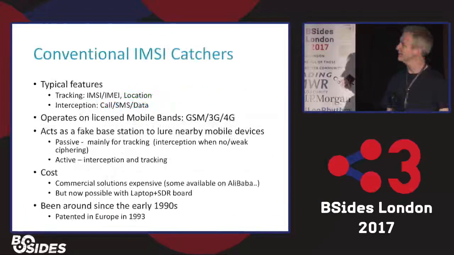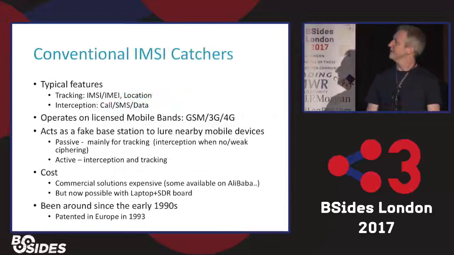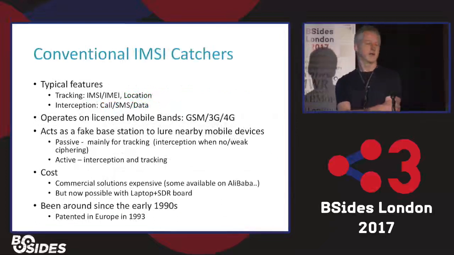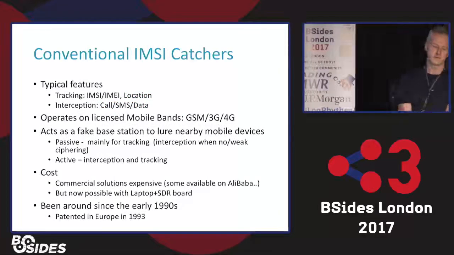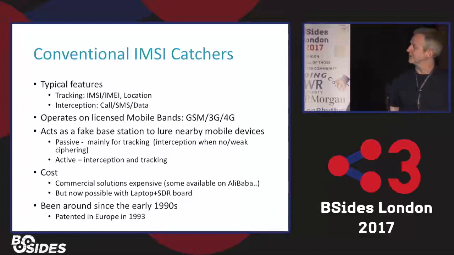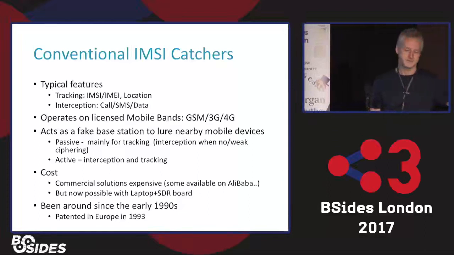So conventional IMSI catchers will track a device based on the IMSI and possibly also the IMEI, and they can determine a location, and they can also typically intercept call and SMS data.